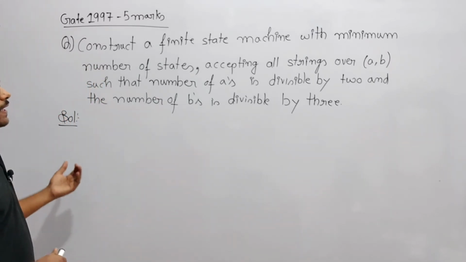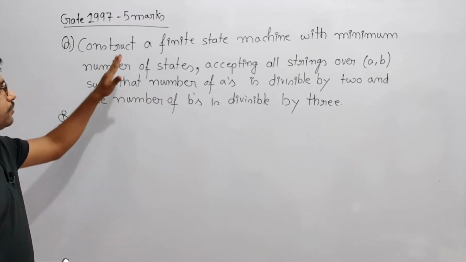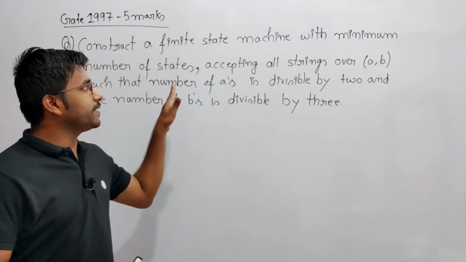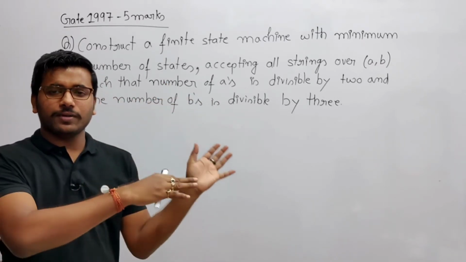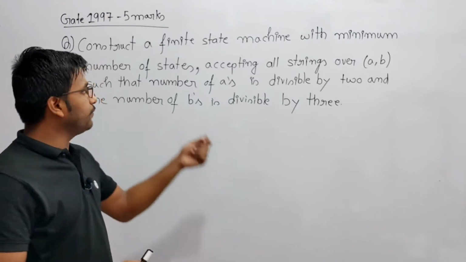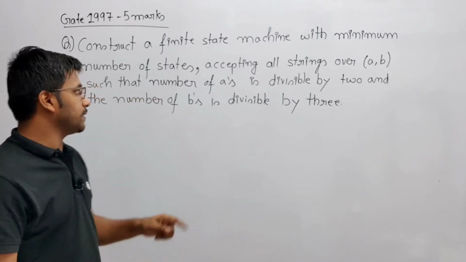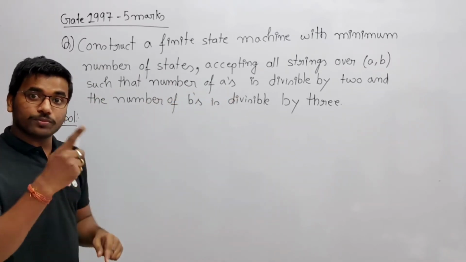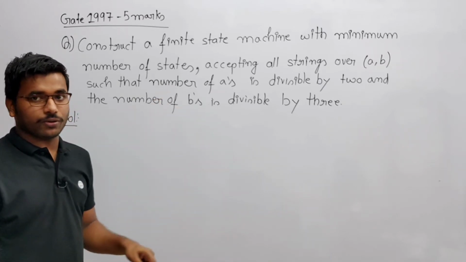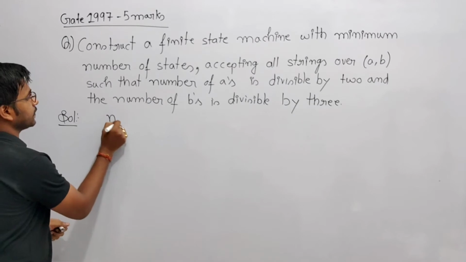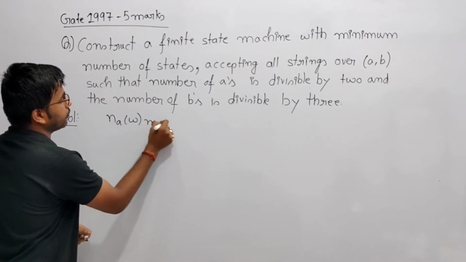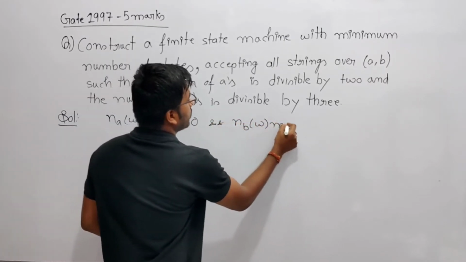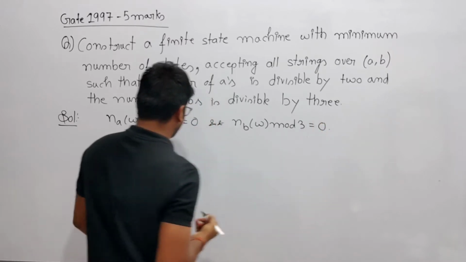It is saying: construct a finite state machine with minimum number of states. So we have to construct a finite state machine with minimum number of states. Since a DFA is also a finite state machine, we will assume they are asking for a minimal DFA accepting all strings over {a, b} such that the number of a's is divisible by 2 and the number of b's is divisible by 3. So number of a's in w mod 2 should be equal to 0 and number of b's in w mod 3 should be equal to 0.